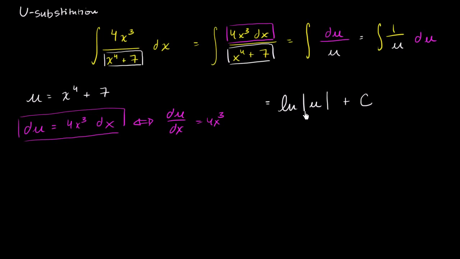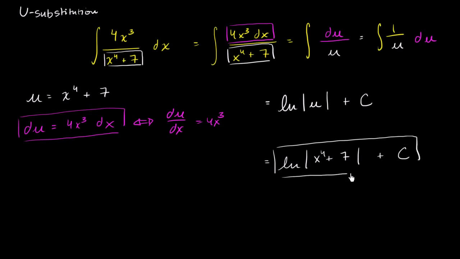So that's essentially our answer in terms of u, but now we need to unsubstitute the u. So what happens when we unsubstitute the u? Well, then this is going to be equal to the natural log of the absolute value of, well, u is x to the fourth plus 7. X to the fourth plus 7. And then we can't forget our plus c out here. And we are done.